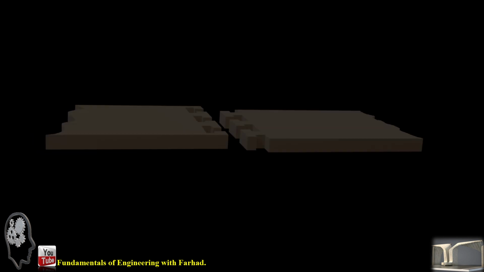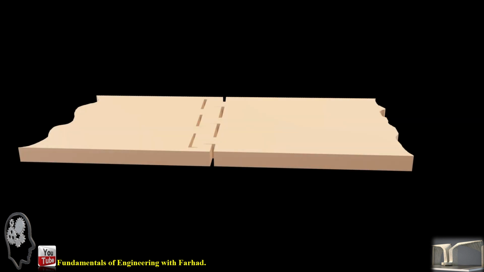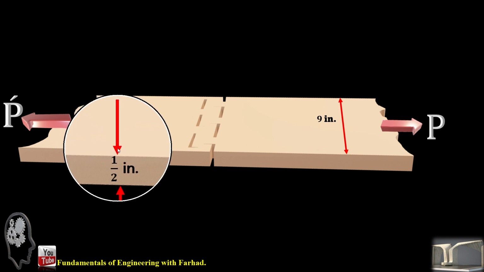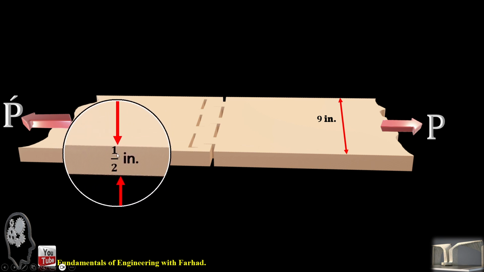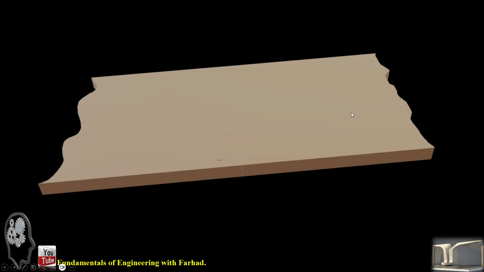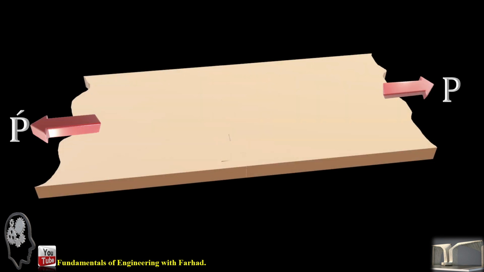So if we have two wooden plates stuck to each other, with the connection which you can see here, and a tensile force is applied at both ends of our wooden plates. The dimension of the wooden plate is provided to be half an inch in thickness and 9 inches in width.